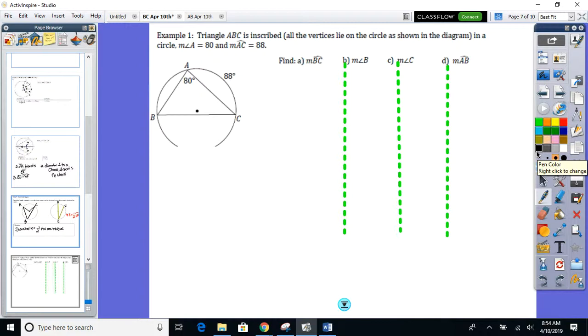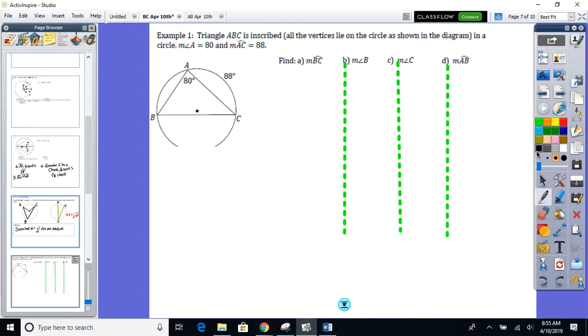Here's a triangle I put inside the circle. It's inscribed. I gave you the 80 for angle A, and I gave you the arc measure of 88 for arc AC. Find some other stuff for me. Let's start with arc BC.